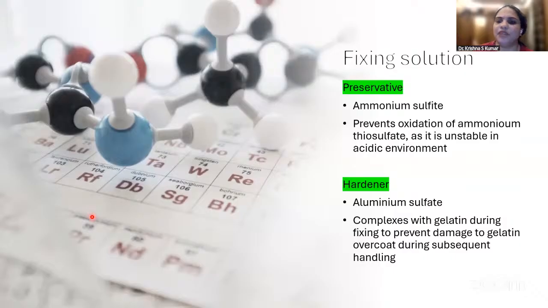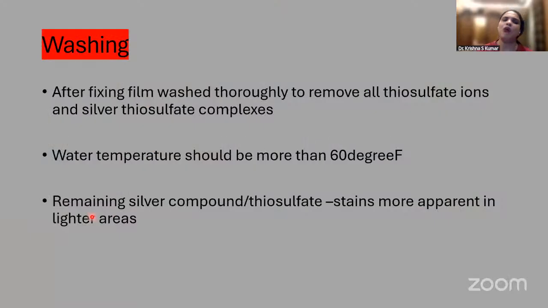Preservative is ammonium sulfate. It prevents oxidation of ammonium thiosulfate, as it is unstable in the acidic environment. Hardener, as I told, to prevent the damage of gelatin during the subsequent handling of the film, we have hardener, that is aluminum sulfate. So after fixing, definitely you have to wash the film, that is to remove all the thiosulfate ions and the combination of the thiosulfate with the unexposed silver halide crystal.